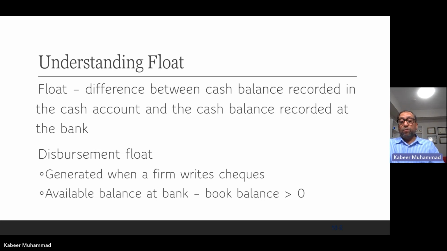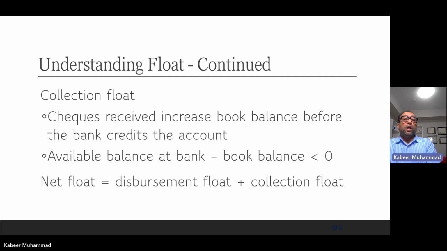Then we have a disbursement float, which is generated when a firm writes checks. And there is a collection float: available bank balance at the bank, bank balance is greater than zero. Understand float continued, and this is a collection float. A check received increases the book balance before the bank credits the account. So this is what we call a collection float. Available balance at the bank less than zero means that it is different from what you are reporting.